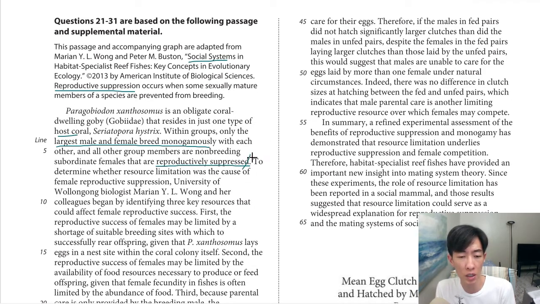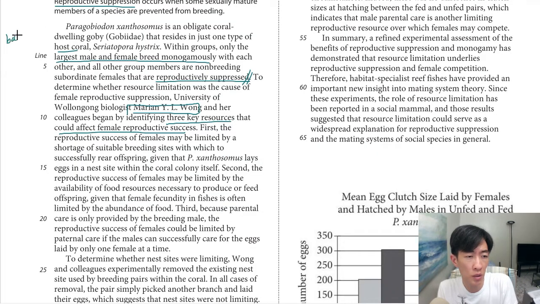So this is the background, and then right here they identify their research question. To determine whether resource limitation was the cause of female reproductive suppression, University of Wollongong biologist Marion Y.L. Wong and her colleagues began by identifying 3 key resources that could affect female reproductive success. So first 5 lines are pretty much the background. And then the research question is right over here in lines 7 to 8. And the question is basically like, why does this happen? And they're saying there are 3 key resources that could affect it. So that's kind of like their hypothesis. And from the rest of the passage, it's pretty much organized around these 3 key resources. So let's look at it.